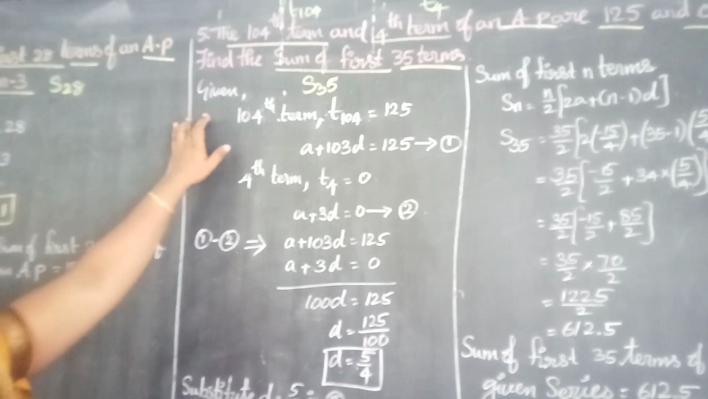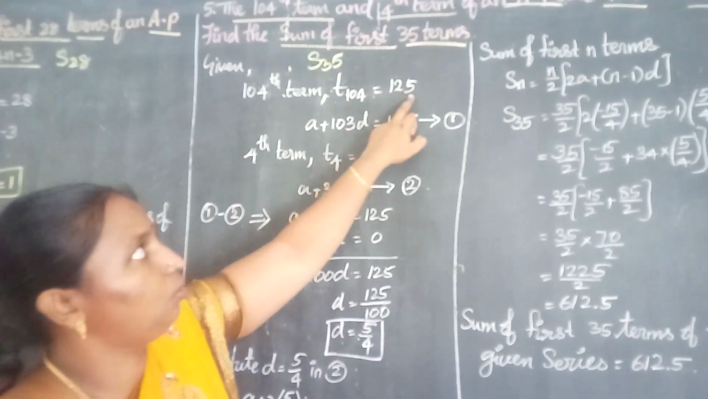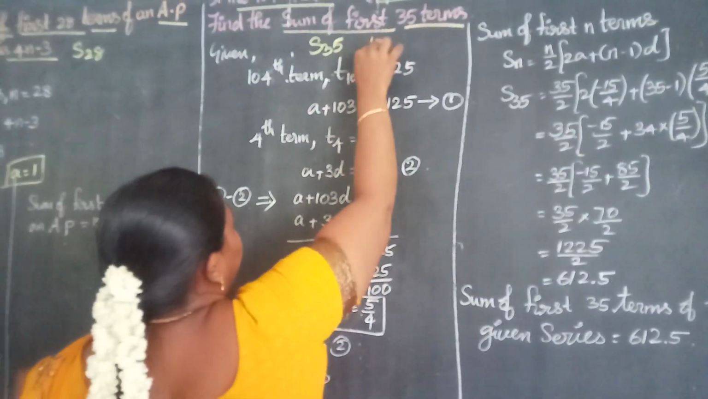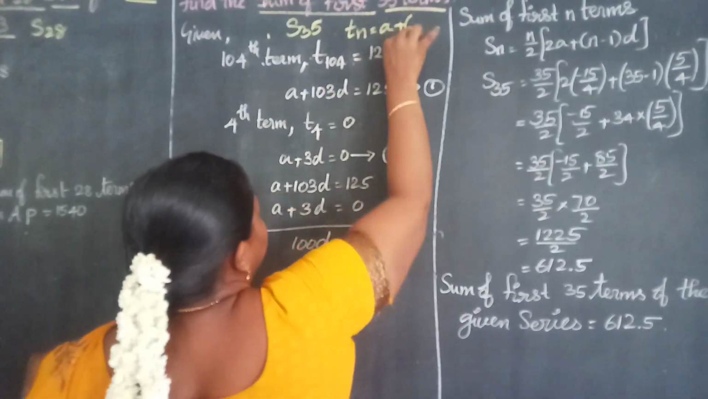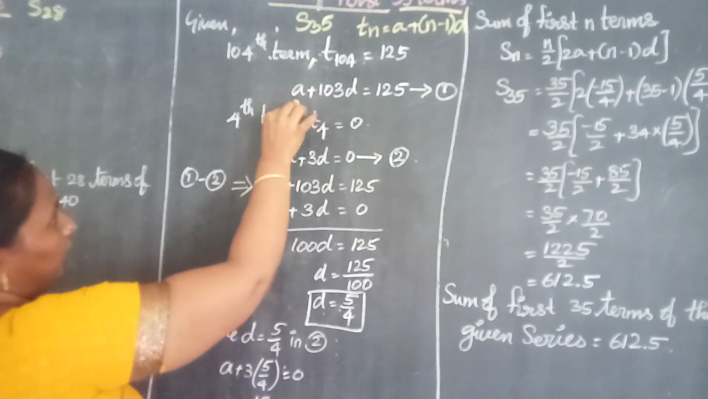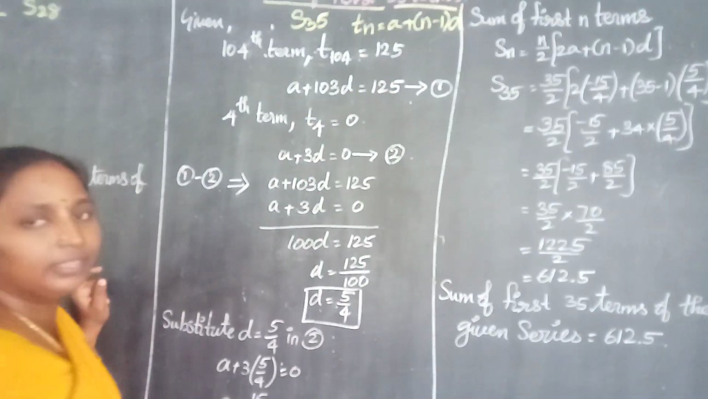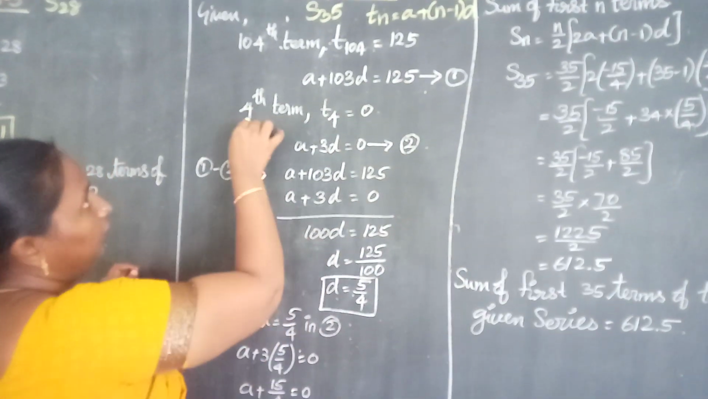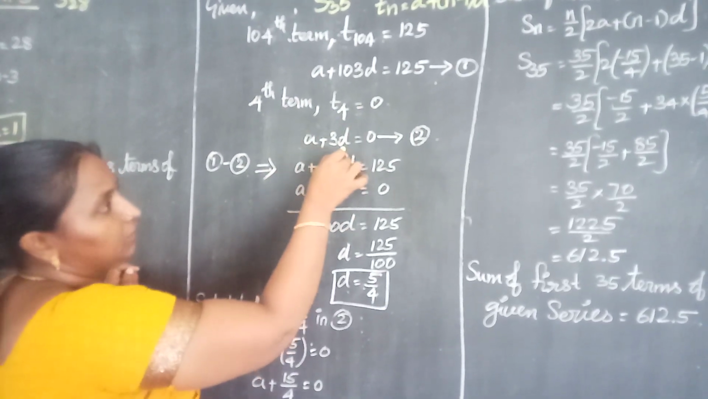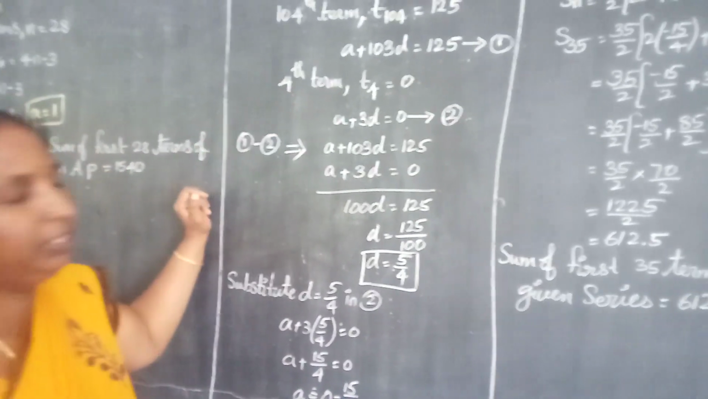Okay. Write the given 104th term. That is T104 equal to 125. That is the Tn formula, already you know. Tn equal to A plus n minus 1 into d. That is T104, that is A plus 103d equal to 125. Take it as equation number 1. Next we given the fourth term. T4 equal to 0. T4 now, A plus 3d equal to 0. Equation number 2.